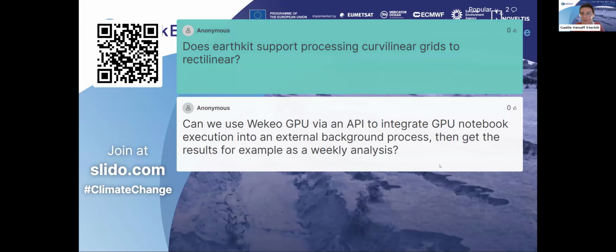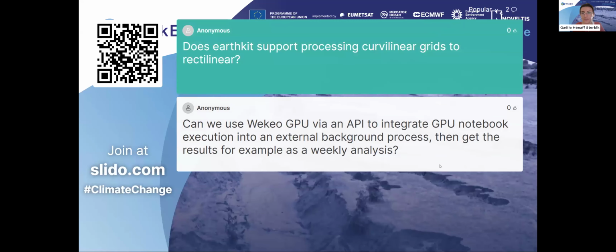And I think we have time for two more questions. The almost last one: does Earthkit support processing curvilinear grids to rectilinear? That I don't know. We will have to take that offline. Okay. I will put the question on the side.